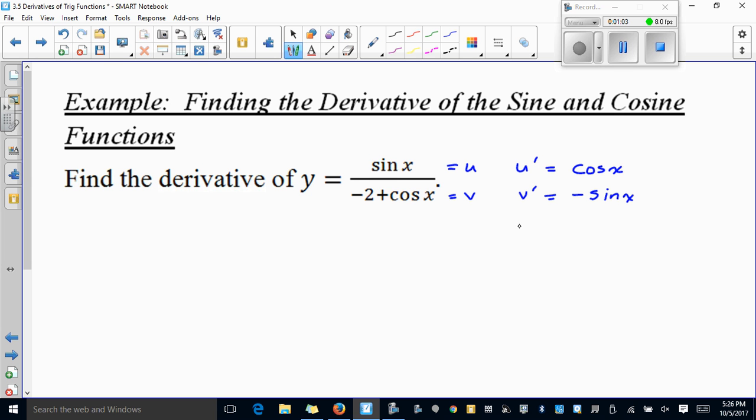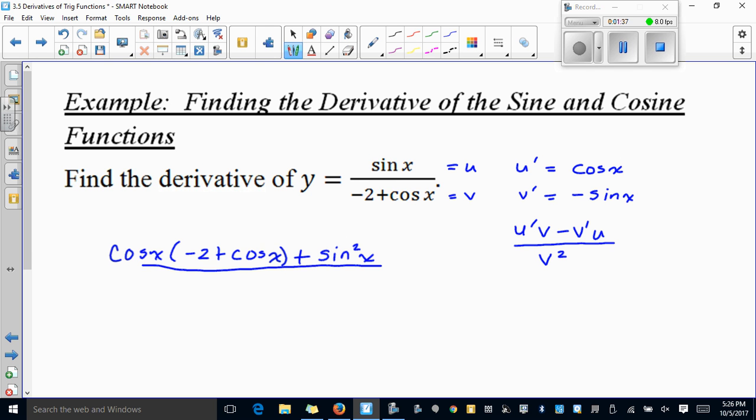So u prime v, so I get cosine of x times negative 2 plus cosine of x, minus, and then v prime u, v prime times u. So negative sine of x, but it's negative, so two negatives make it positive, sine squared of x, all over v squared, which is negative 2 plus cosine of x squared.